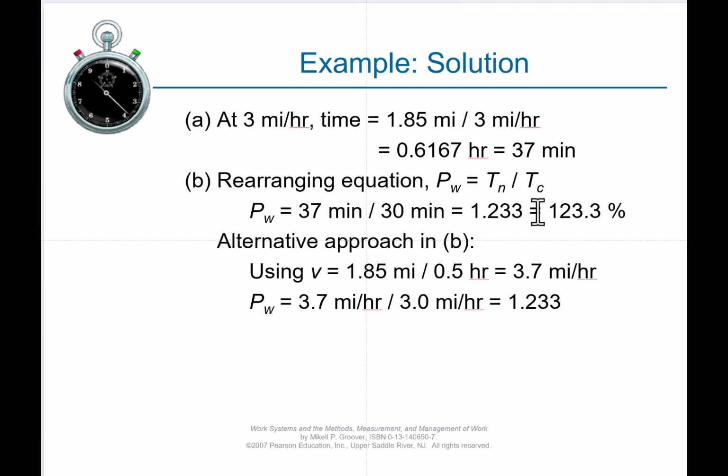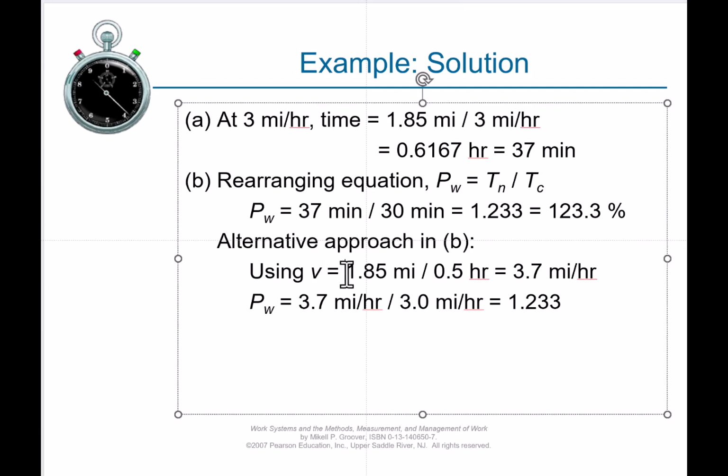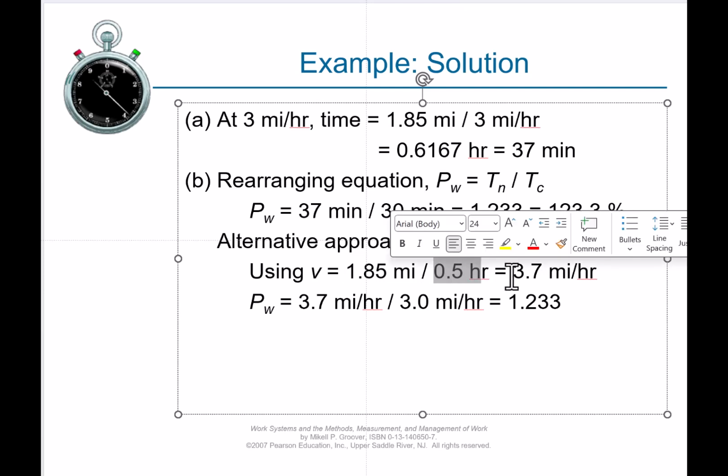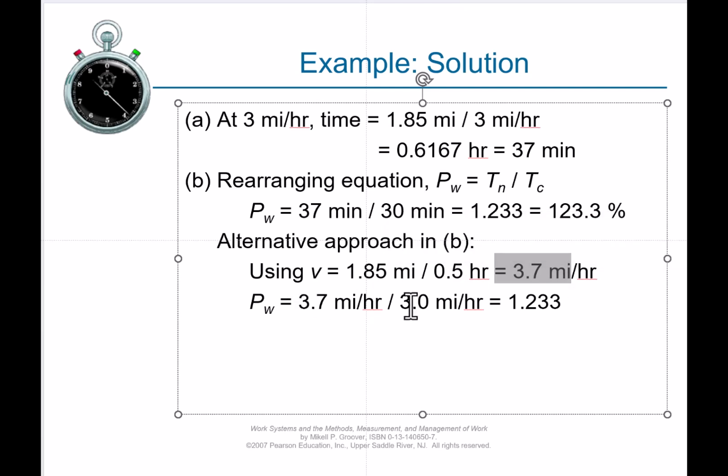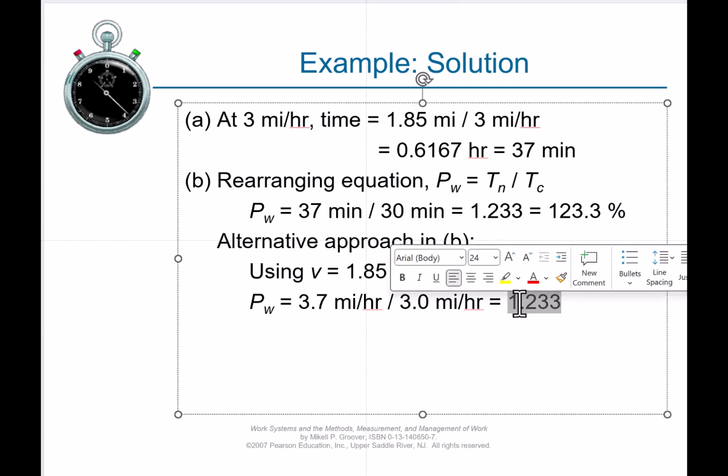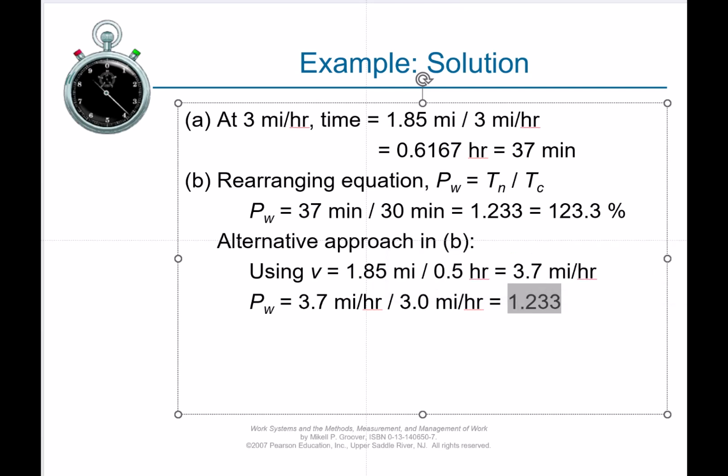Okay. Now we have the other option. How about if the person is walking 1.85 miles in half an hour? That means that now he's walking at 3.7 miles an hour. So 3.7 miles an hour divided by 3, his performance is really 123%. So you can find, based on these examples, what the performance of the operator is.